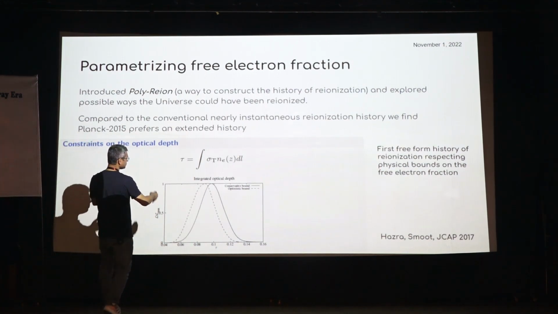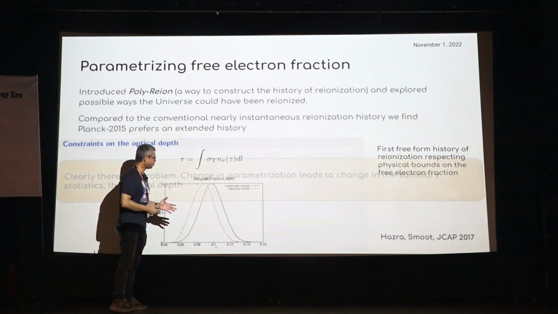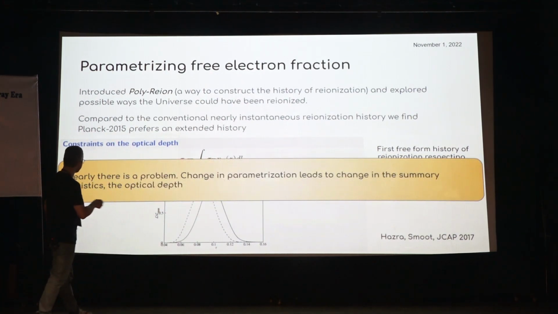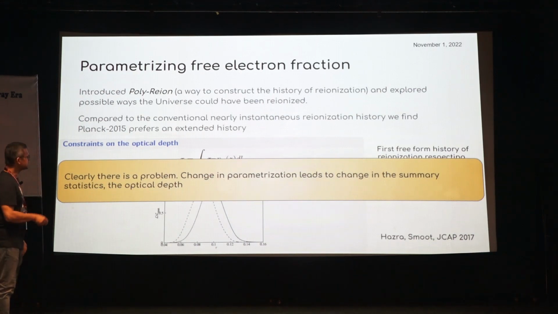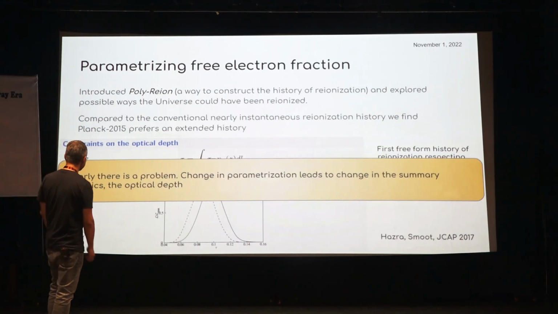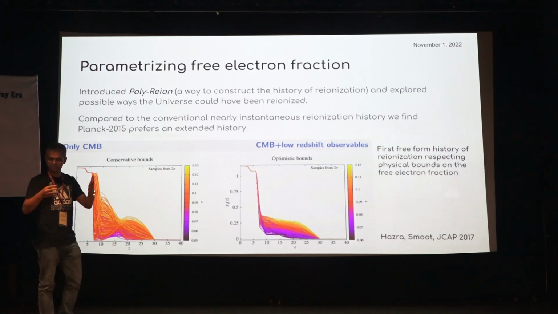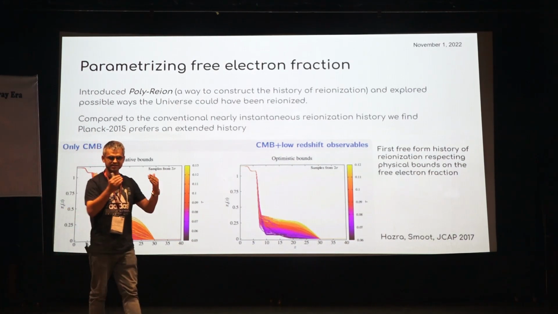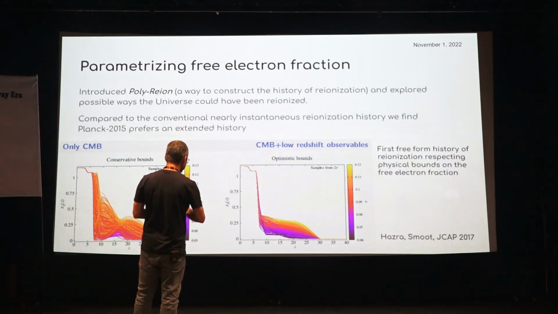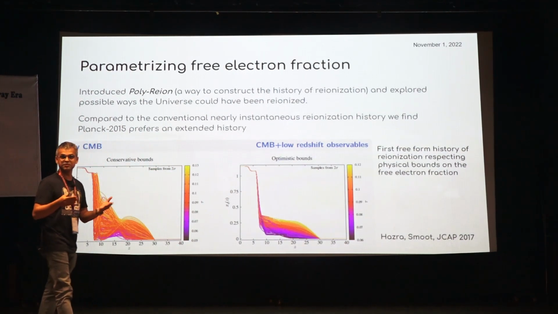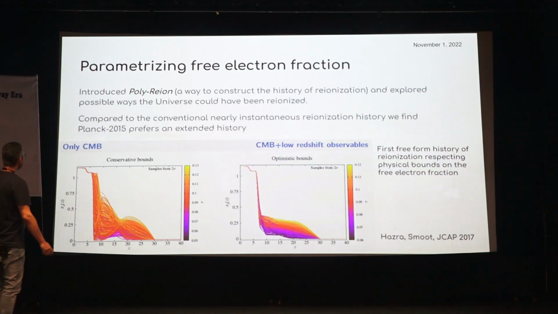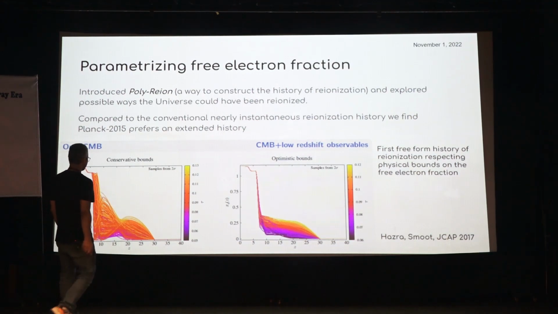Okay. So constraints are dependent on parameterization. Change in the parameterization leads to change in the summary statistics, the optical depth in this case. There are many other things actually that can happen here. It is not just the reionization history. The value of H0 can change if you change the model. Many other things, sigma 8 and all these things.